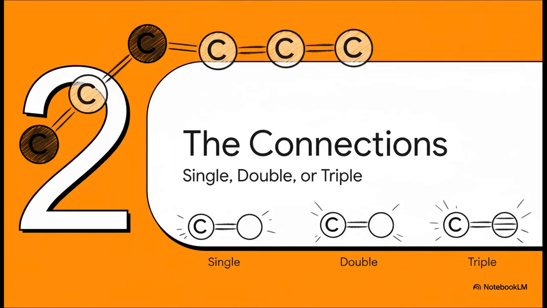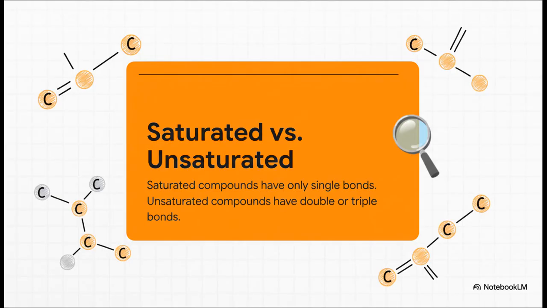Okay, so we've got the root of the name based on how many carbons there are. The next piece of the puzzle tells us how those carbons are actually connected to each other. Are they linked up by single, double, or maybe even triple bonds? Now here are 2 key terms you're going to want to know. If all the bonds between the carbons are single bonds, we call that compound saturated. But if it has at least 1 double or triple bond in there, we call it unsaturated. And that little distinction is absolutely crucial for our next step.